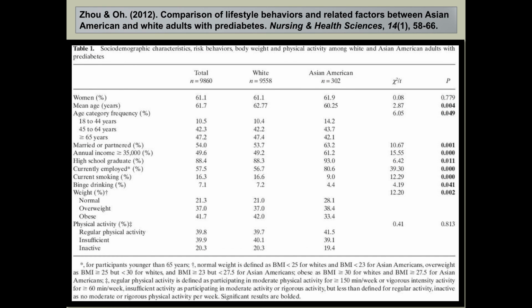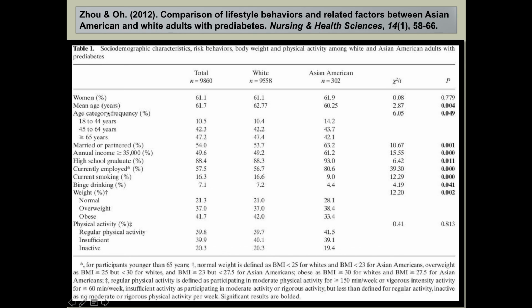Then this one is comparing lifestyle behaviors between Caucasian and Asian Americans. So this first column is the total sample, so everyone that they surveyed. Then the second column is Caucasian, and the third column is Asian American. Then here they have both chi-square and independent t-tests. So the independent variable in this case would be all of these down the side here.